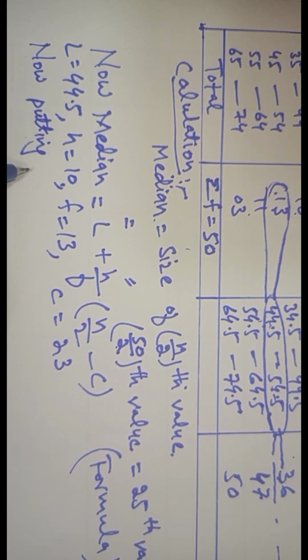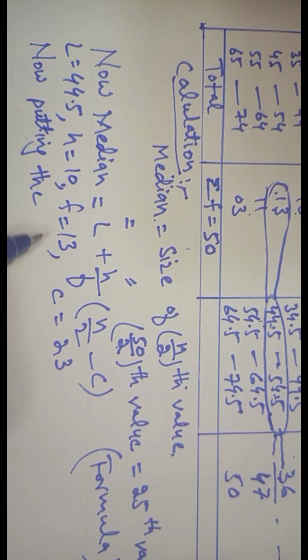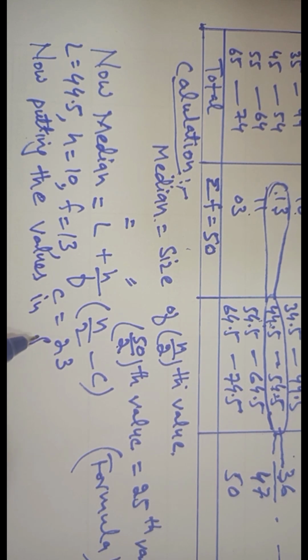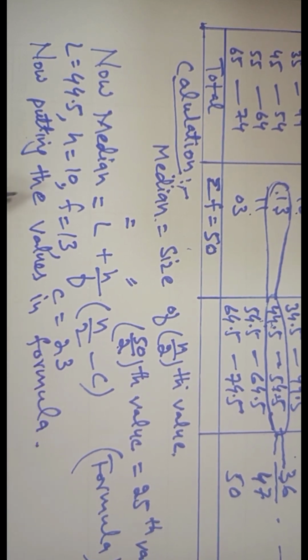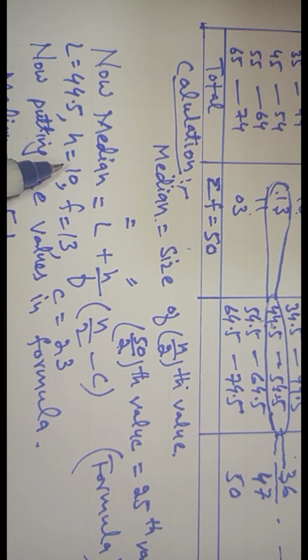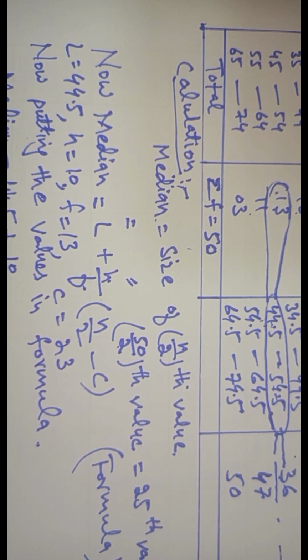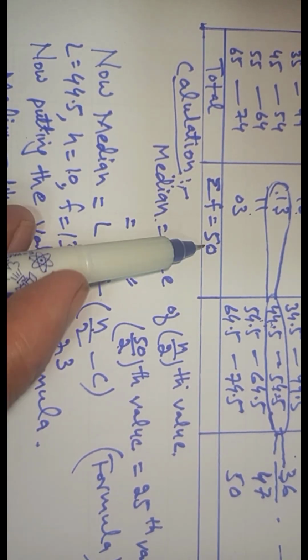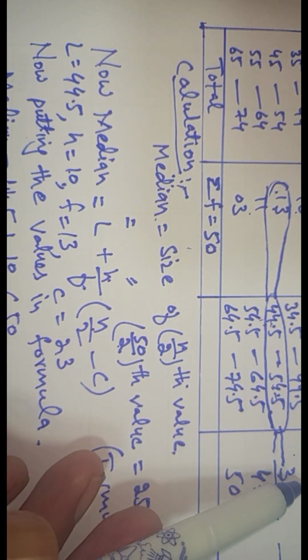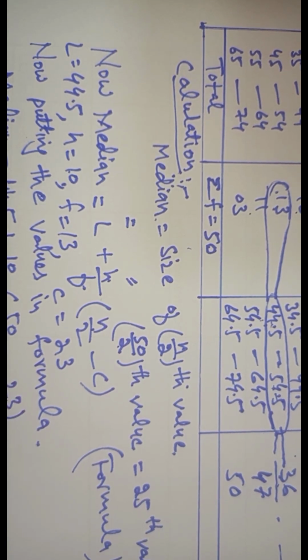Now we put all these values in the formula, which is L plus h over f into n by 2 minus c. So we write the value of L. L is equal to 44.5 plus h 10 over 13, frequency is 13, into n 50 divided by 2 minus c, the cumulative frequency of the preceding class, which is 23.